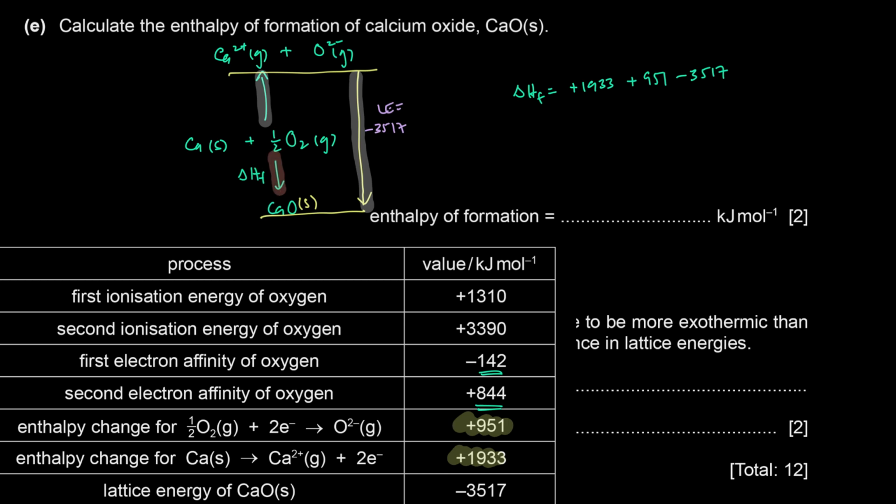So what is the enthalpy of formation here? Here the enthalpy of formation comes out to negative 633 kilojoules per mole.